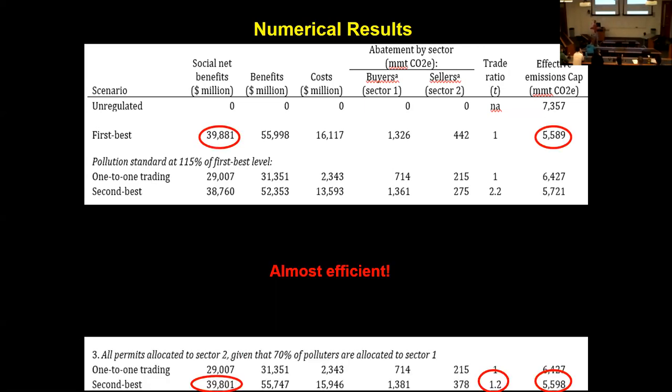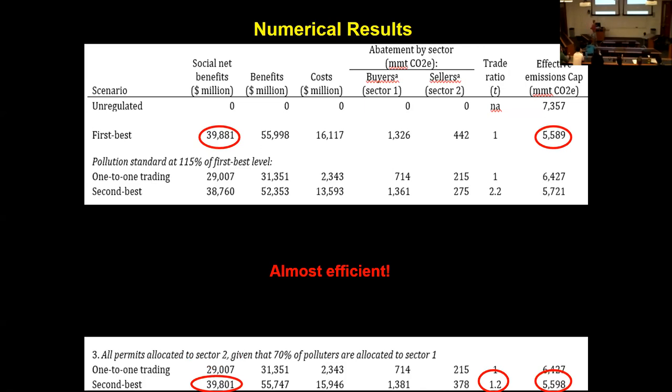And finally, we said, what happens if you just gave all permits to sector two? As I mentioned before, we had that market clearing curve, and we said, if you move closer and closer to giving all the permits to the one sector, you get more flexibility in how much you can shift that ratio around, how close you might get to the first best. And here you see it.